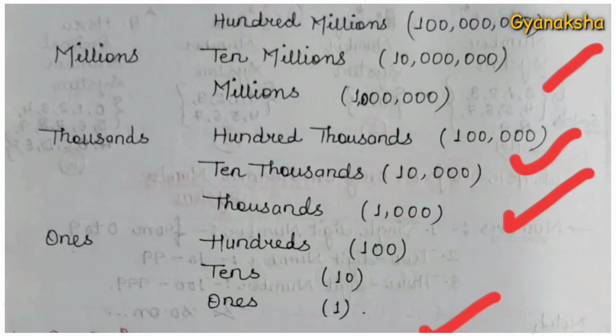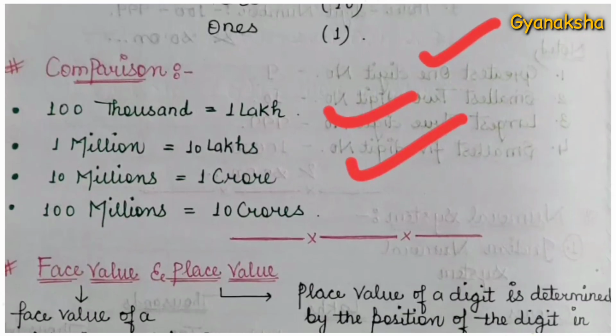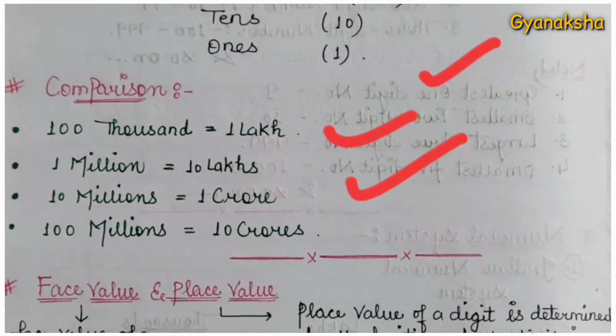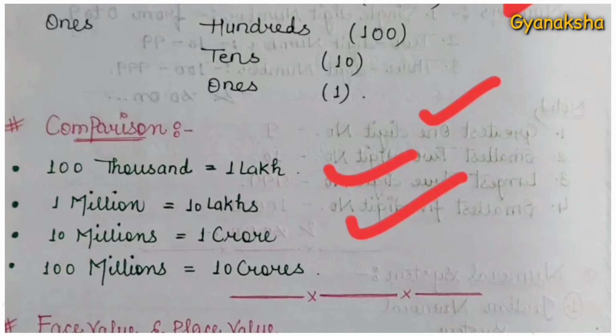Now if you read in an Indian form, ones, tens, 100, 1000, 10,000, lakh, we read it as 1 lakh. 1 lakh in the Indian system is 100,000 in the international system. Similarly, 10 lakh in Indian is equal to 1 million in international, which contains 6 zeros. 10 million equals 1 crore. 100 million is equal to 10 crores. So this is the comparison between the Indian and international numeral systems.